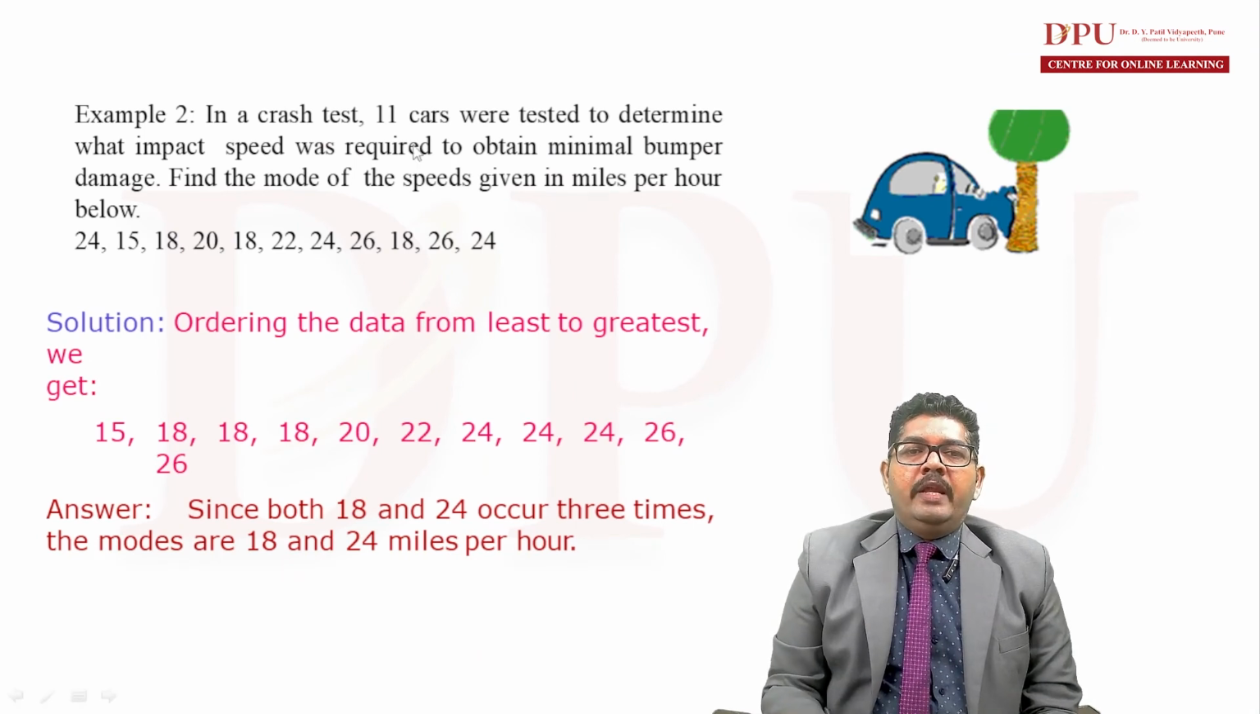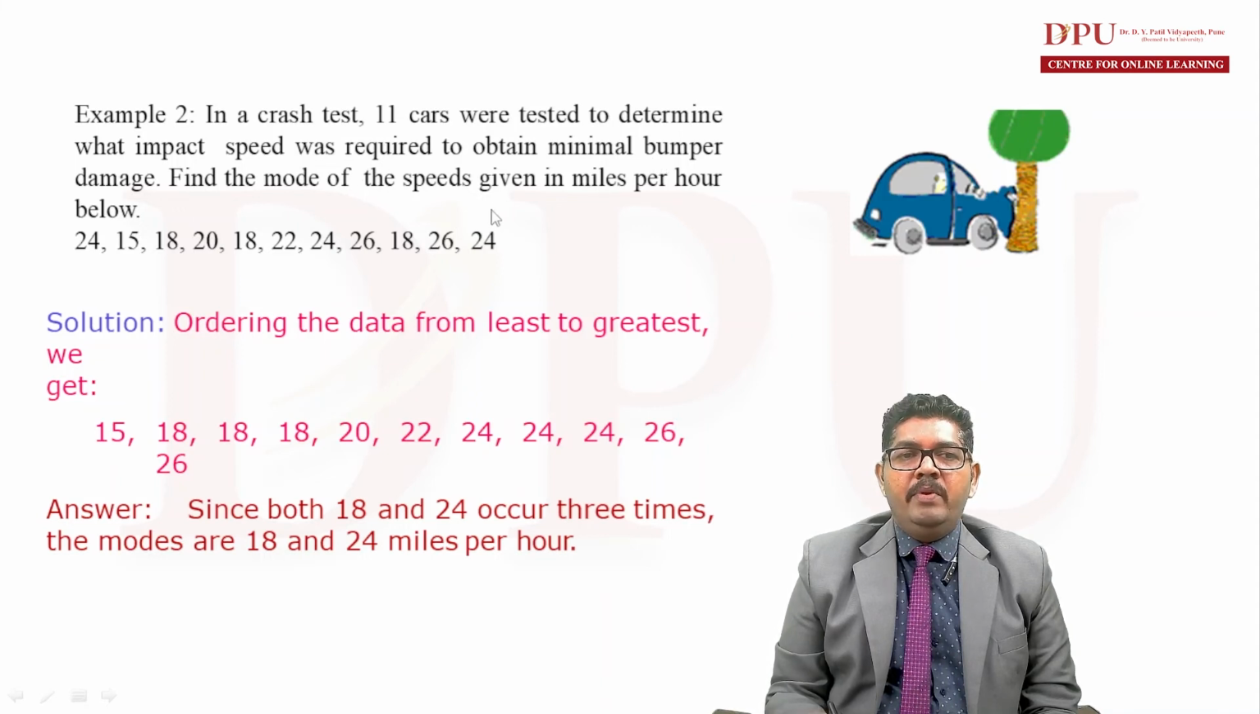So in a crash test, 11 cars were tested to determine what impact speed was required to obtain minimal bumper damage. Find the mode of the speeds given in miles per hour below. These are the speeds given, and we have to calculate the mode for this particular data.